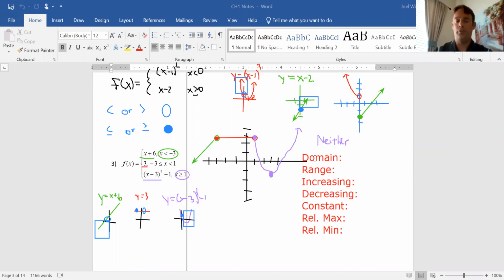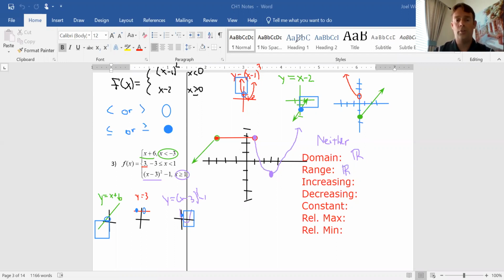All right, domain, notice, has every real number known to mankind. So therefore, our domain is all real numbers. Range, arrow going down here, arrow going up here, it's all real numbers.